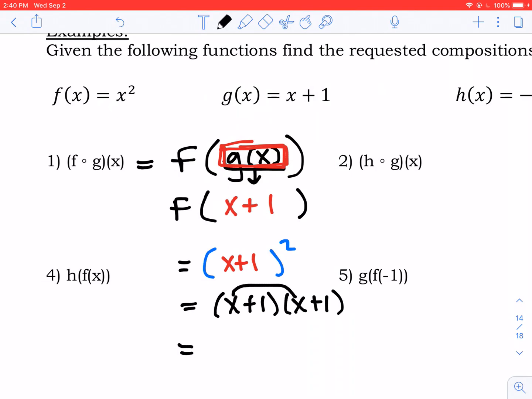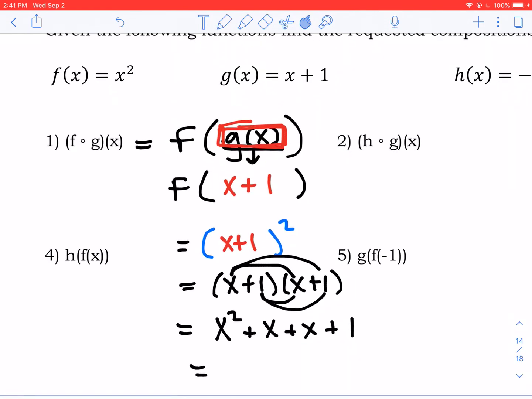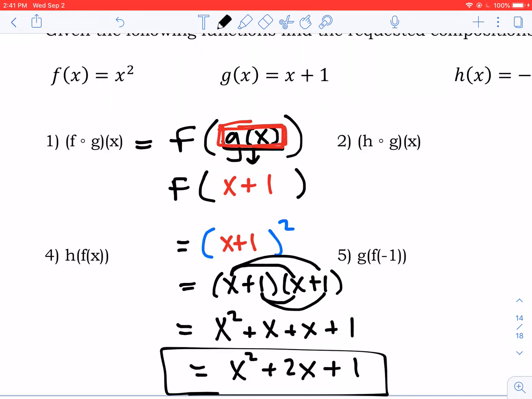So first would be x squared. Outer would be x times 1, so plus x. Inner would be 1 times x, so plus another x. And then last would be 1 times 1, or 1. Giving us a final answer of, when we combine like terms, x squared plus 2x plus 1. This is f circle g of x, or f of g of x. Awesome.